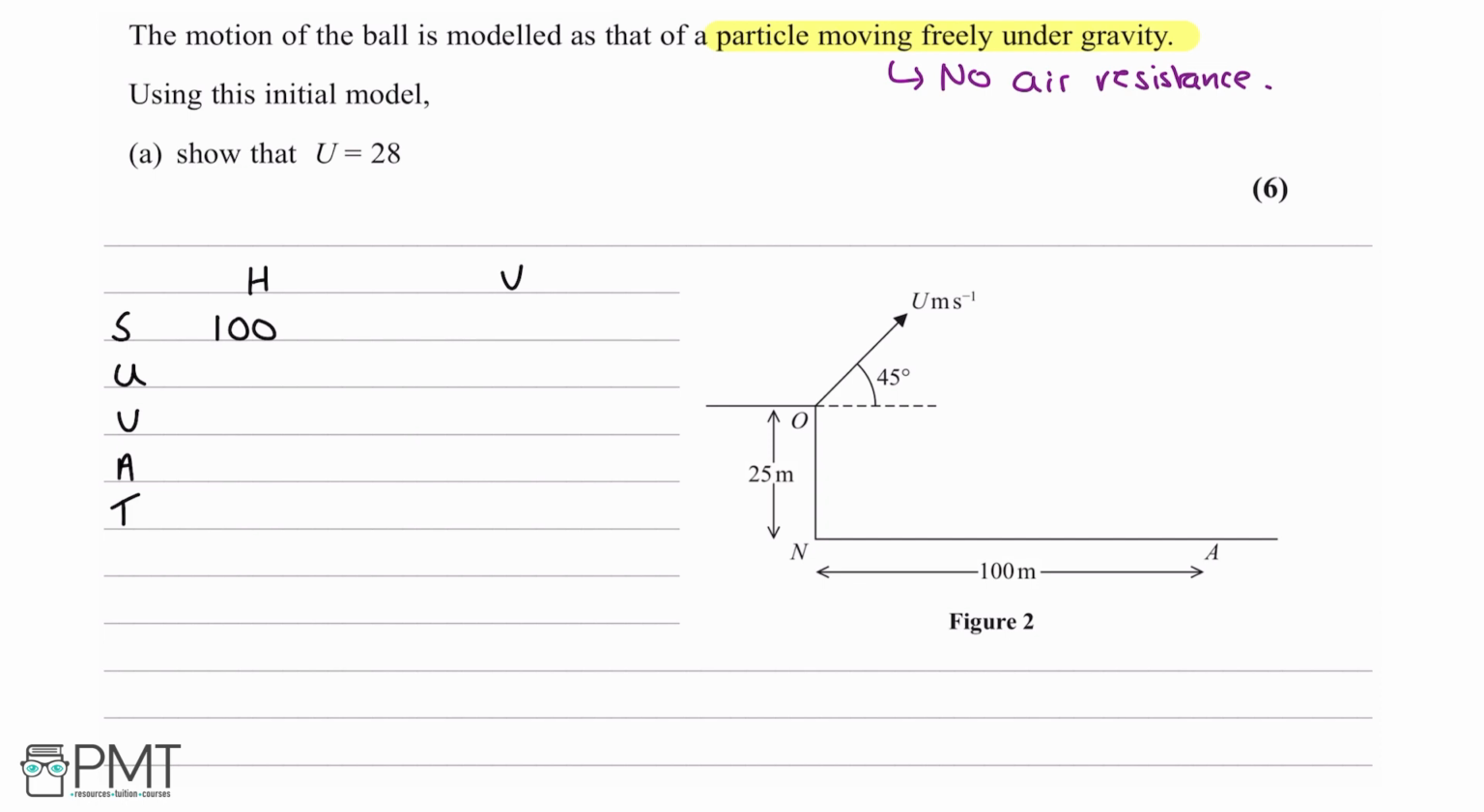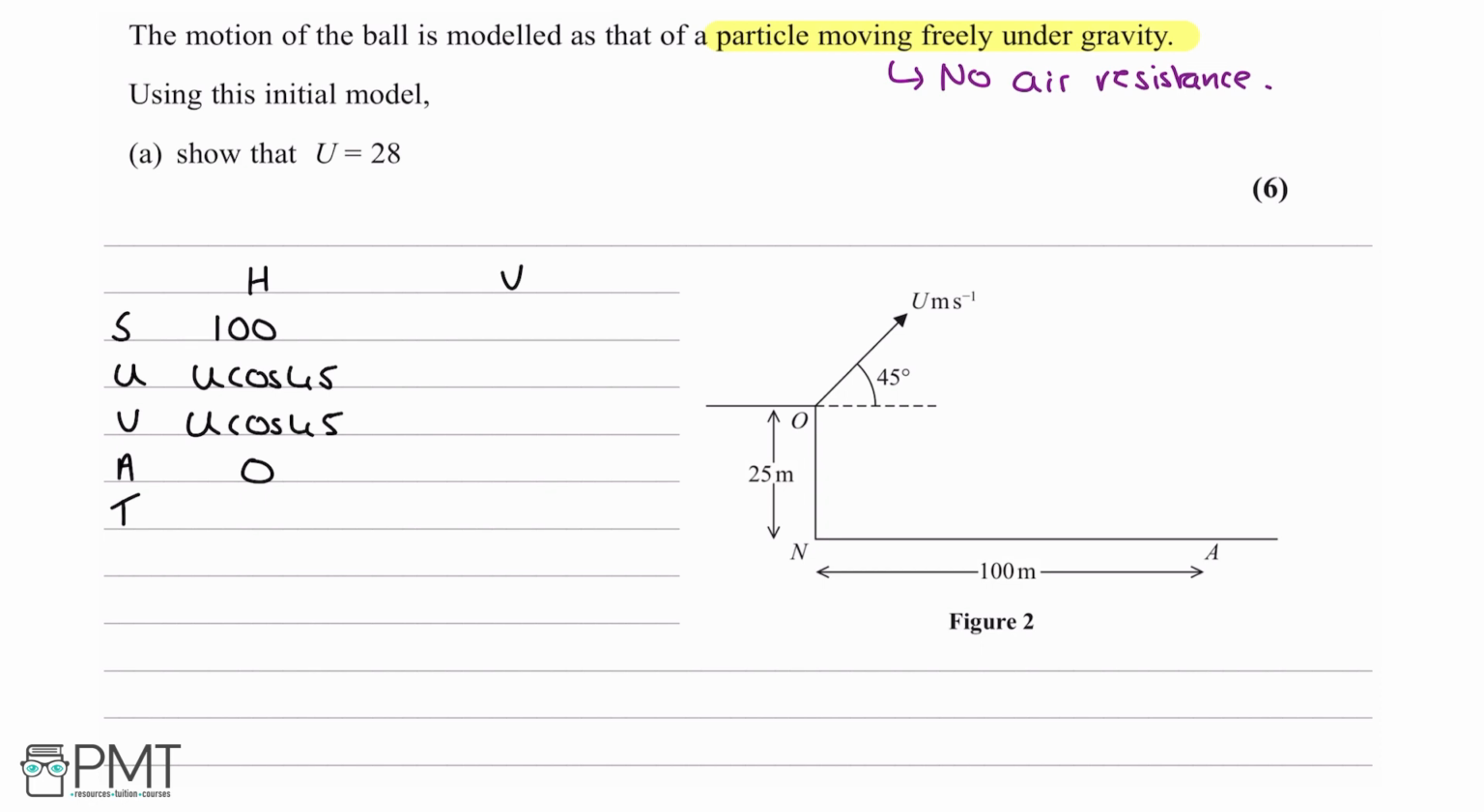Our initial velocity for the horizontal component: if you resolve this diagram here, the horizontal is the adjacent, so it's going to be u cosine 45. Because we know there's no air resistance, and because gravity acts downwards, not horizontally, our final velocity will also be u cosine 45. And from here, acceleration equals 0. We don't have a time, so we're going to leave that blank. That's going to help us know what we need to find.